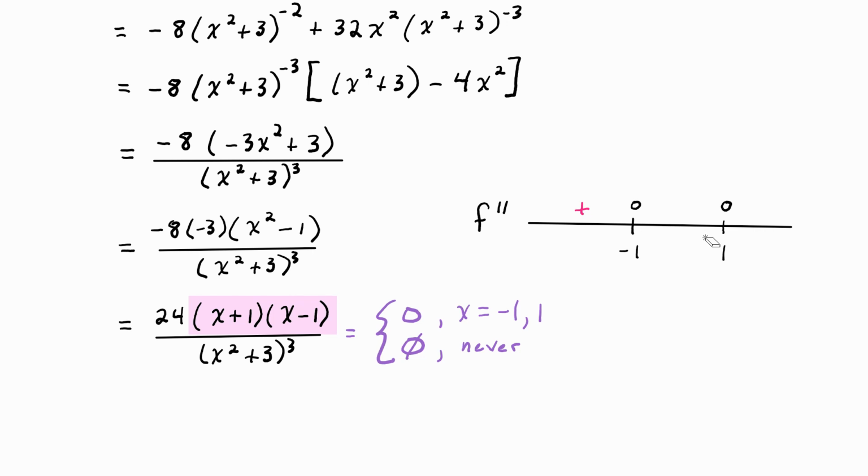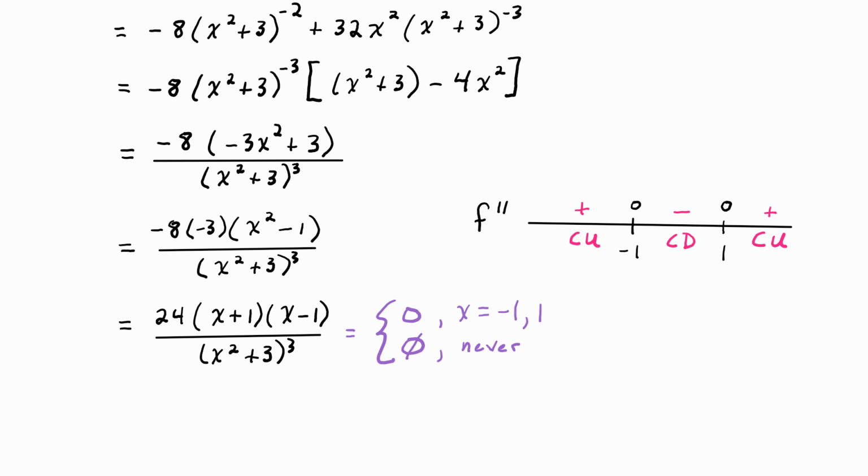We pick a test point here, say 0. We would have a positive times a negative is a negative. And if we pick a test point of 2 over here, we have a positive times a positive is a positive. So the regions where f double prime is positive will be concave up. So that's here and here. And the regions where f double prime is negative, it will be concave down.